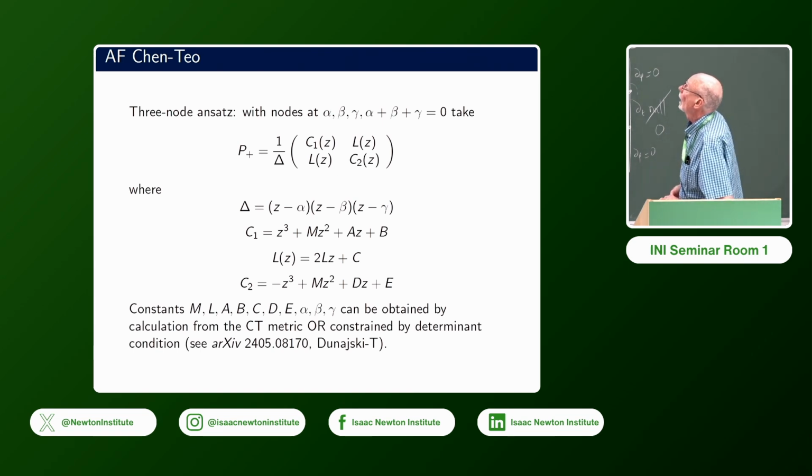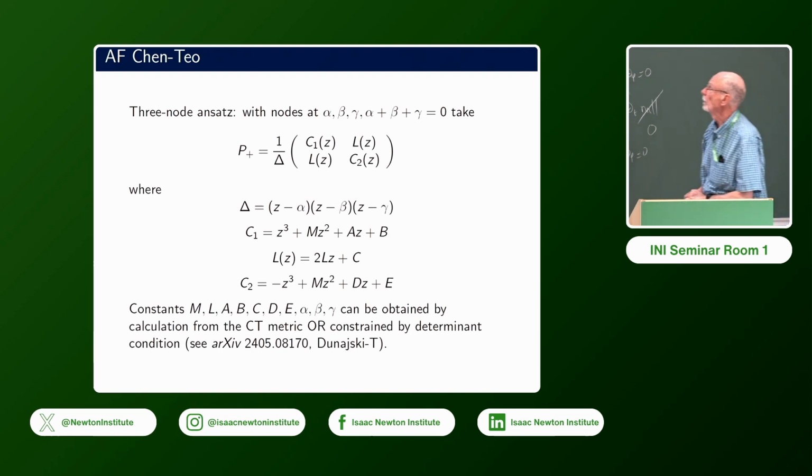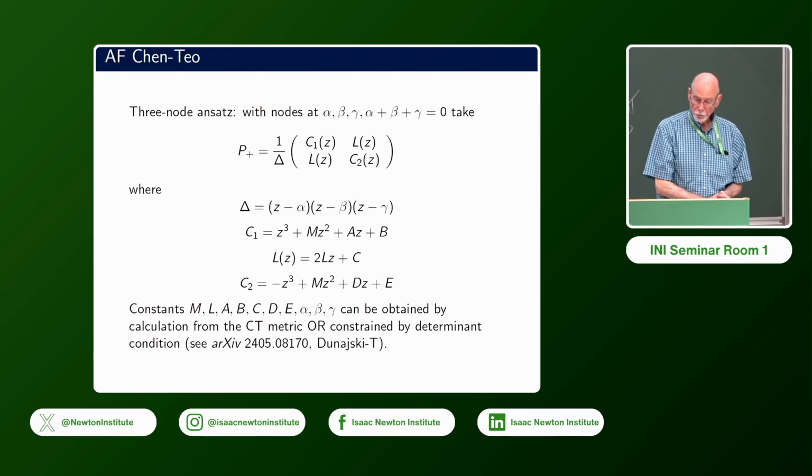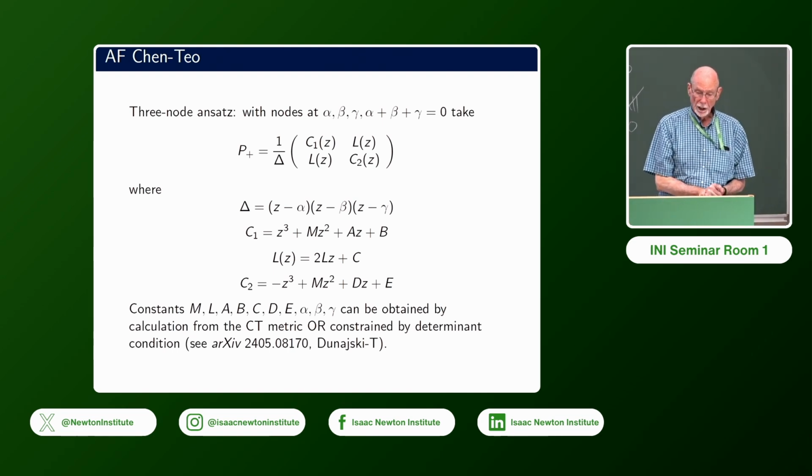It's got the delta as a common denominator for all of them. And then in order to get the asymptotics right, the top left has to be a cubic, the bottom right has to be a cubic, and then the other guy has to be linear, and certain coefficients of it are fixed by the asymptotics. So two of the coefficients in C1 are fixed, two of the coefficients in C2 are fixed. Altogether, you've got 5 coefficients that you haven't fixed, but you've got the condition on the determinant. The determinant of P plus is 1, and that's obviously a bit of algebra to make that equal to 1.